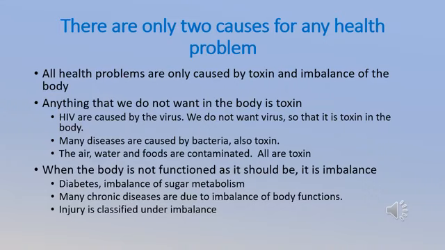And the second cause is imbalance. Many people ask about diabetes. Diabetes is an imbalance of the sugar metabolism inside the body. Hypertension is also an imbalance of the circulation. So many chronic diseases are due to imbalance of body function. Sometimes people ask me, how about injury? Someone has an accident or injury. We say injury is also due to imbalance. The body is injured, so it does not function as it should. So it is also under the second category, imbalance.